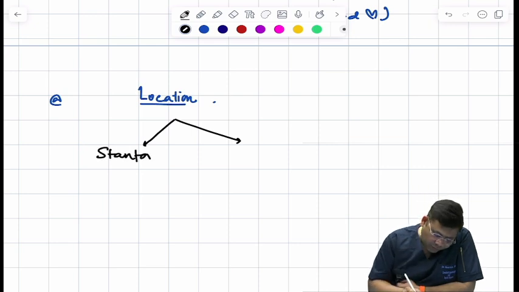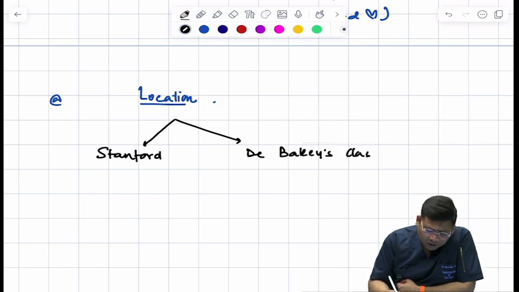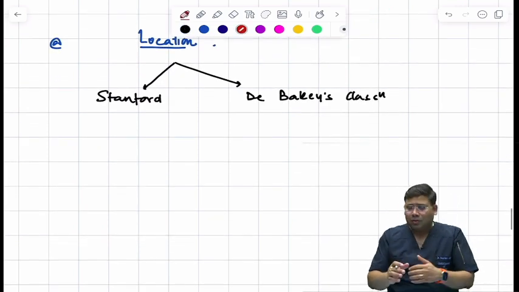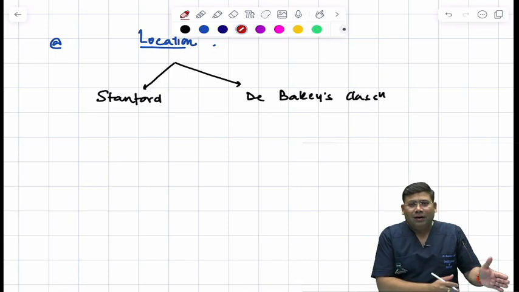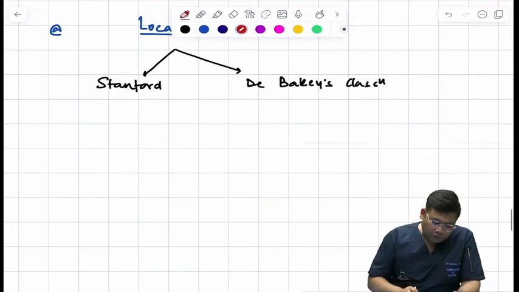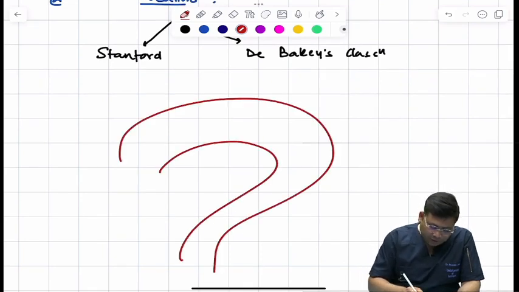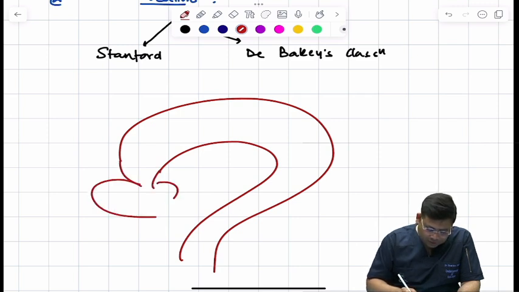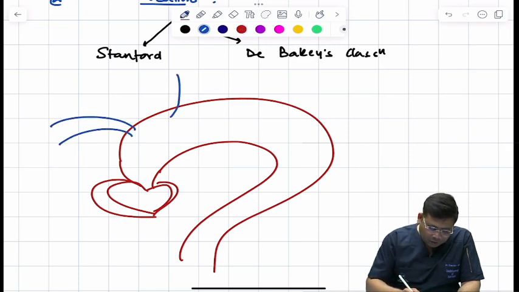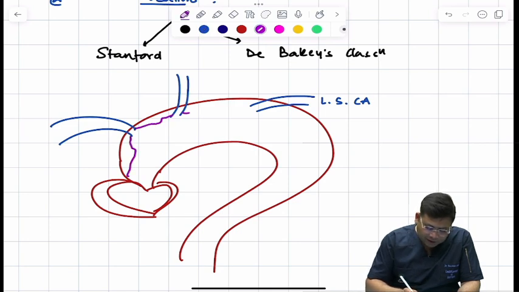So we have the Stanford and we have the DeBakey classification. This is very important, students. All of this is not just important, it is extremely important. You always get confused between dissection and aneurysms. So when we talk about Stanford versus DeBakey, try to understand. This is very simple. Imagine this is the heart. This is how things are. This is the heart. This is the right innominate. This is the right common carotid. This is the left common carotid, and this is the left subclavian artery. So if there is a dissection like this, it is located in the ascending aorta.